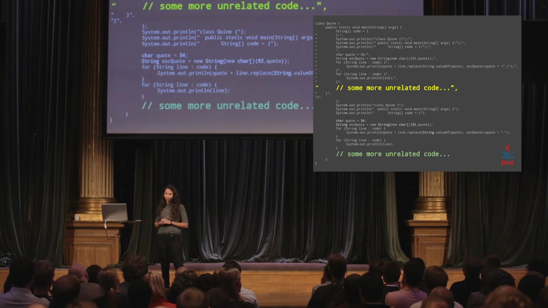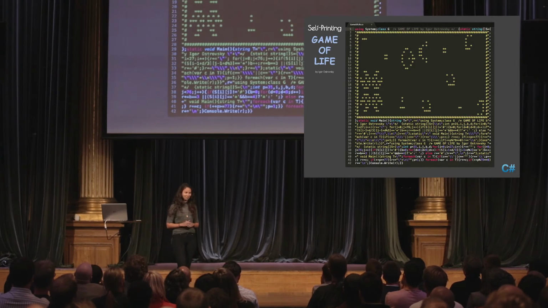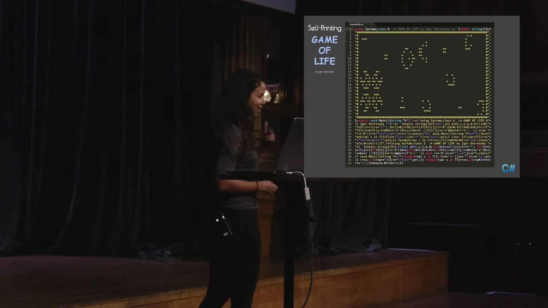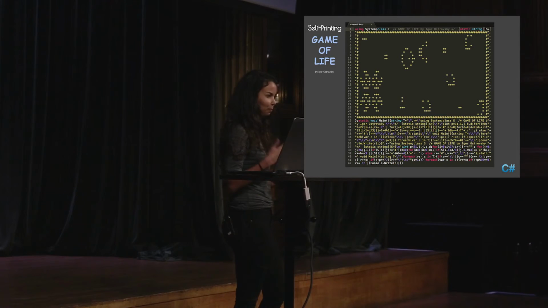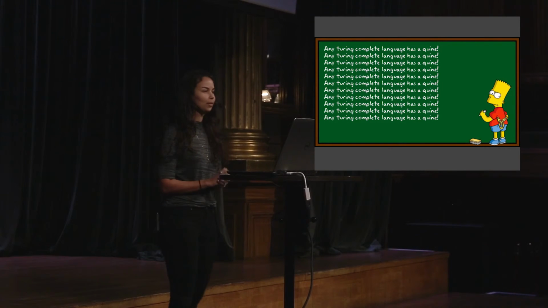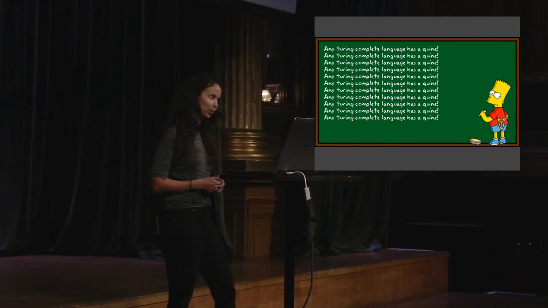And if you don't think this is cool, then check out this self-printing game of life program. It outputs a copy of itself, but with the game grid advanced to the next generation. So if you compile and run the output, you will get the next stage of the game, and so on. So that's cool. So we've seen examples in Ruby, in Java, and C#, and I can tell you that quines are possible in any programming language. I've shown you one way to do it, but there are others as well.